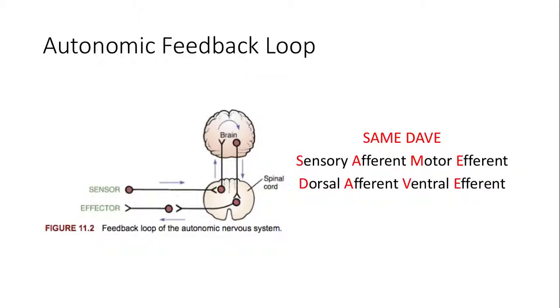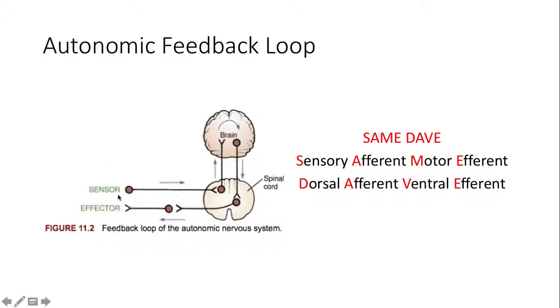SAME DAVE is the mnemonic that helps me remember the nervous system response to a stimulus. Whenever a nerve receives a stimulus, it sends an impulse to the brain and spinal cord. That signal comes through the afferent limb, sensory afferent. It arrives at the brain and spinal cord. From there, they make a decision as to what needs to happen, and that's called the motor response. It comes through the efferent limb as it exits the spinal cord and gets to the effector organ. So if you remember SAME DAVE, then you can remember this whole system.